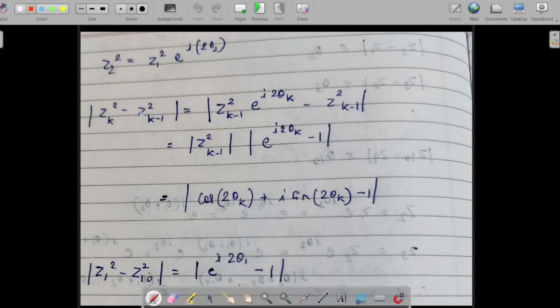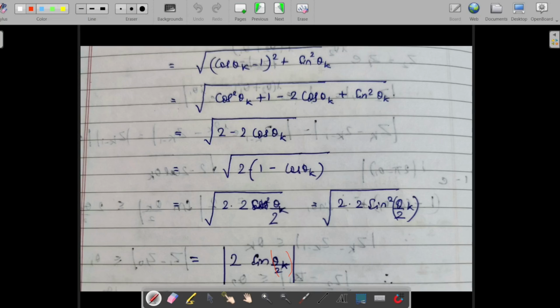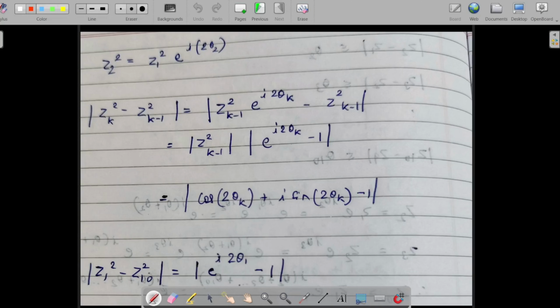So again zk square minus z(k-1) square will be exactly similar, just that we have raised a power. But because this modulus was already 1, this will again be 1, and now instead of cos theta k minus 1 whole plus sine theta square whole square, we will have 2 there in that case, not in this case. Okay, so in the second case you will have 2 theta k, 2 theta k, that is what I have written here.